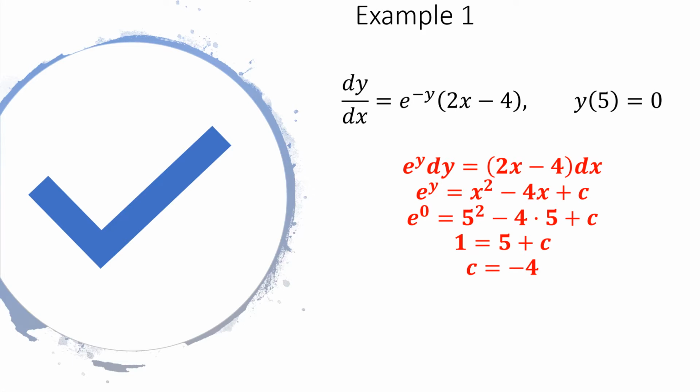All right, so then I'm going to take that c and plug it back into my equation. So I get e to the y equals x squared minus 4x minus 4. Now to get y by itself, I'm going to ln both sides to get rid of the e. So I get y equals ln of x squared minus 4x minus 4.